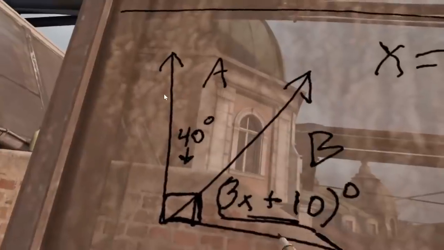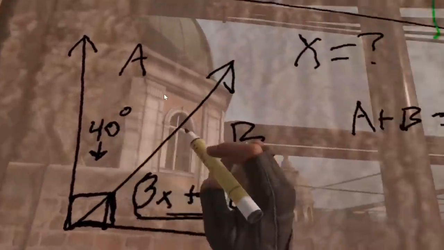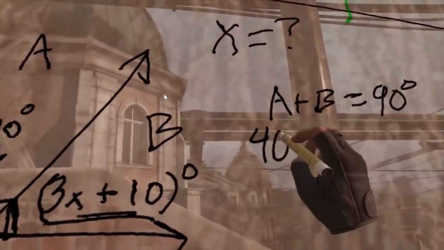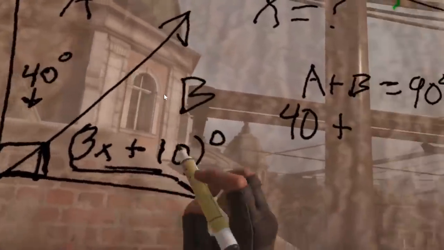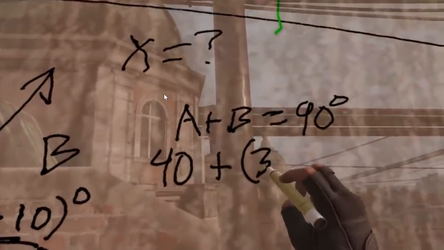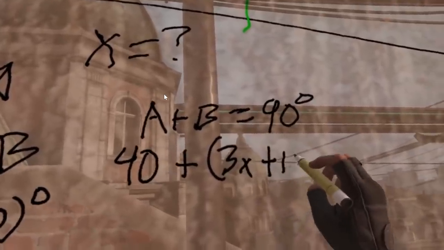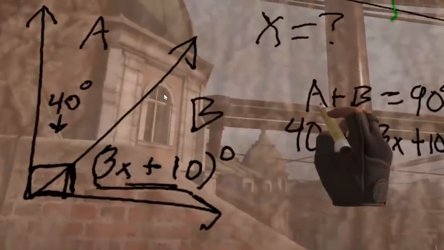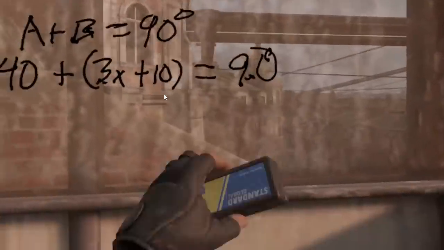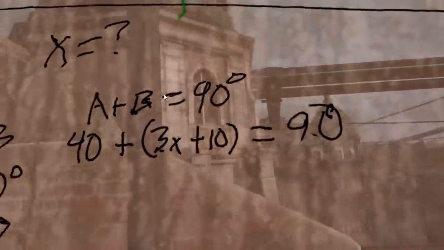It's not undoable. So since they are complementary, we know that angle A plus B are going to equal 90 degrees, okay? And then, let's plug in what A is. We know A is 40, so I can say 40 plus, what's angle B? 3x plus 10 is going to equal 90 degrees, okay? So you see how these two together are going to equal 90.